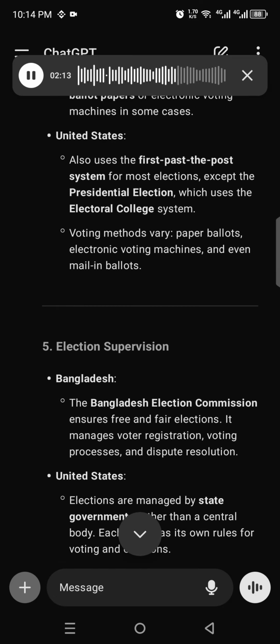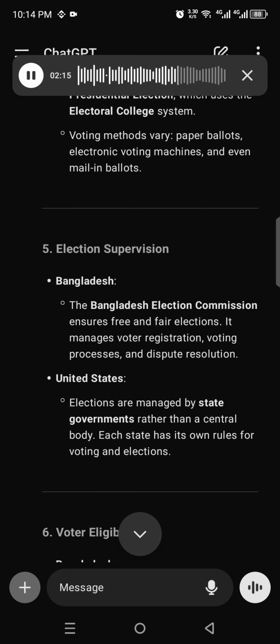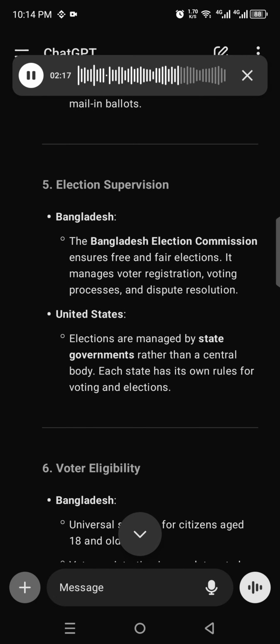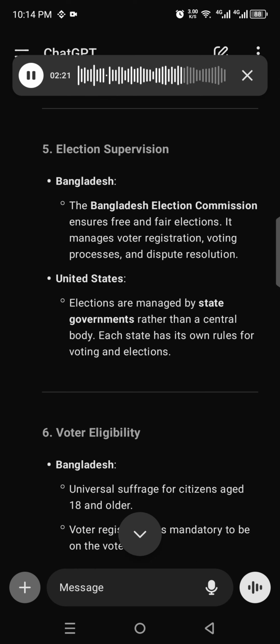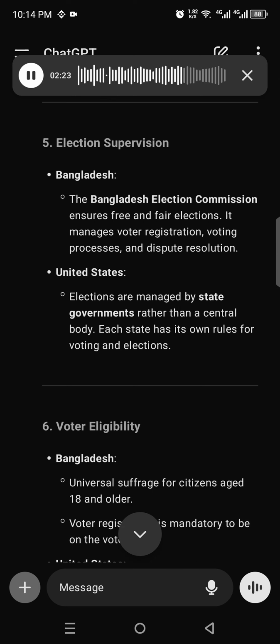5. Election supervision. Bangladesh. The Bangladesh Election Commission ensures free and fair elections. It manages voter registration, voting processes, and dispute resolution. United States. Elections are managed by state governments rather than a central body. Each state has its own rules for voting and elections.